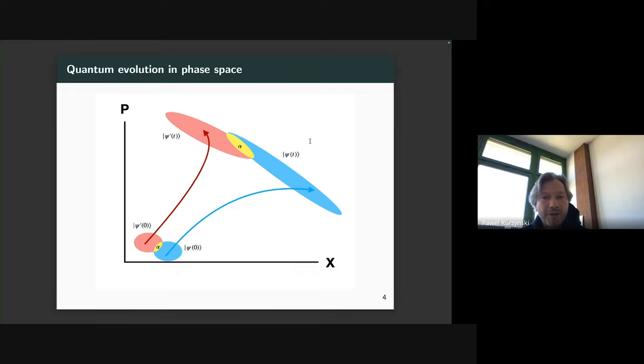So this is basically a graphical representation of what I said before, that the overlap does not change during the evolution. So this shows you that overlap is not a very good tool to detect quantum chaos, but nevertheless, during the evolution of a quantum system, something may happen. Something chaotic may happen, and we need to look for a proper tool to detect it.